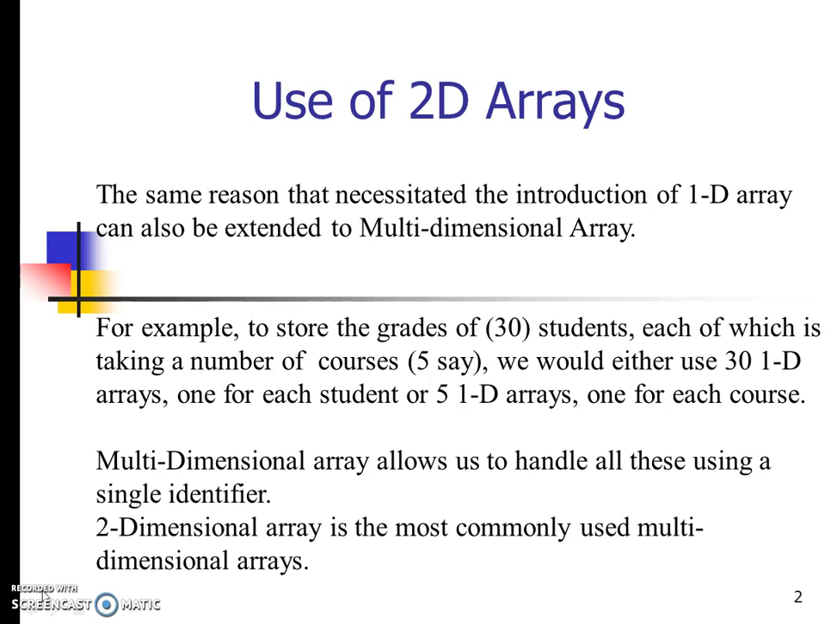Now how can we store such table-form data in programming? So here is the use of a two-dimensional or multi-dimensional array, because in this case we have two dimensions, one is the column, another one is the row. So the two-dimensional array is the most commonly used multi-dimensional array.